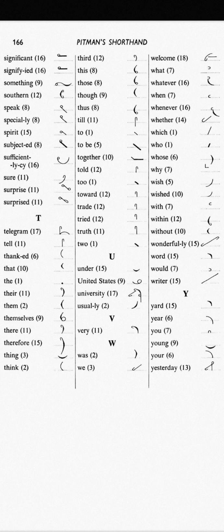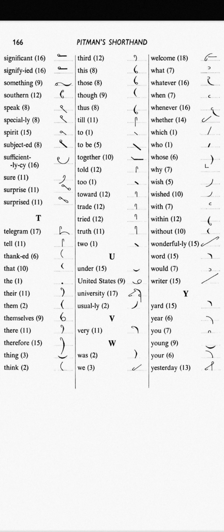T stroke with L hook through the line for till. Small tick on the line in the form of P for two. B stroke through the line for to be. Small tick with gay stroke on the line for together. T stroke with L hook half deer on the line for told. Small tick in the form of B on the line for two. T stroke with R hook half deer for toward.